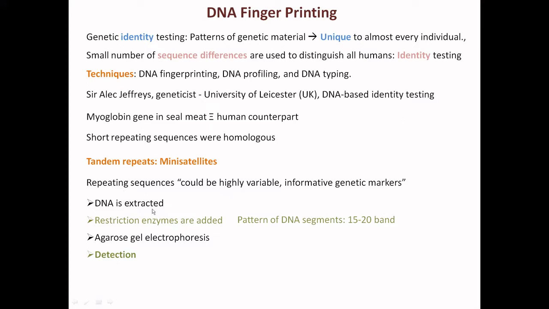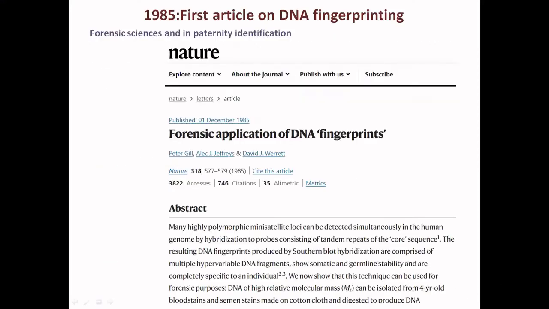How is it done? DNA has to be extracted. It has to be subjected to restriction endonuclease digestion. And whatever the pattern of the DNA segments, we see almost 15 to 20 bands per sample. These bands are seen in agarose gel electrophoresis, and finally the detection of the banding pattern may be through autoradiography, the precipitation technique, or the luminescence technique.